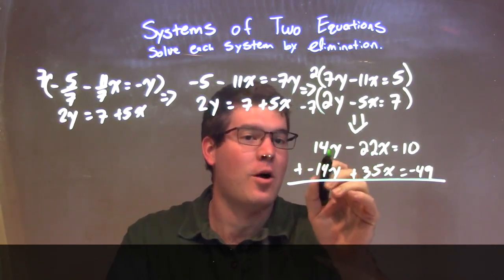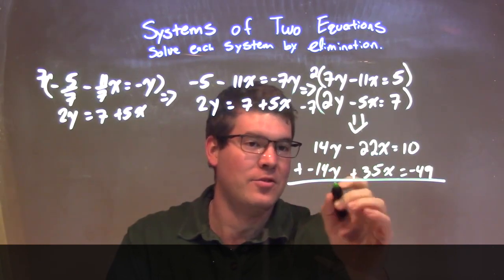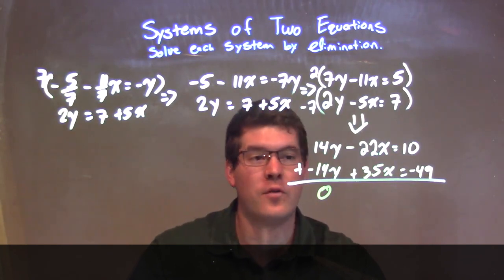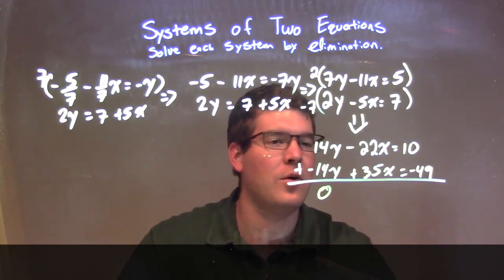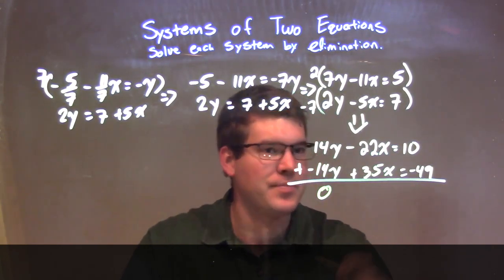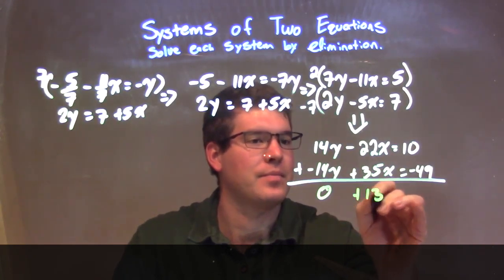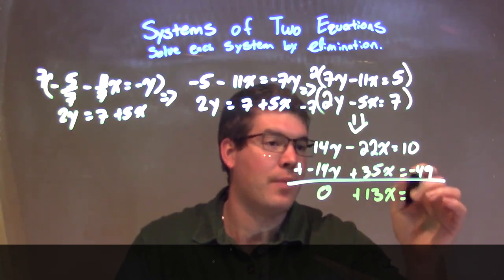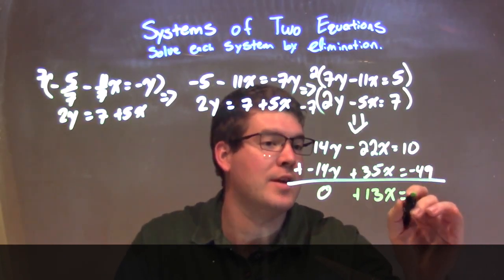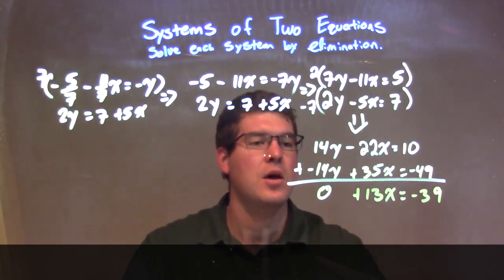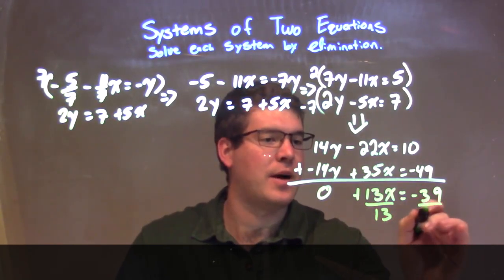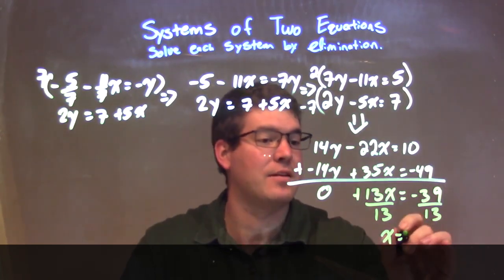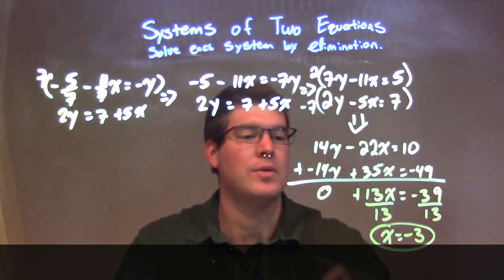Anyway, negative 14y minus 14y is 0, and then we have negative 22x plus 35x, which comes out to, off the top of my head, 13. So positive 13x equals, and then we have 10 minus 49, which is negative 39. We divide both sides by 13 to get x by itself, and negative 39 divided by 13 is negative 3. So we have x equal to negative 3 here.